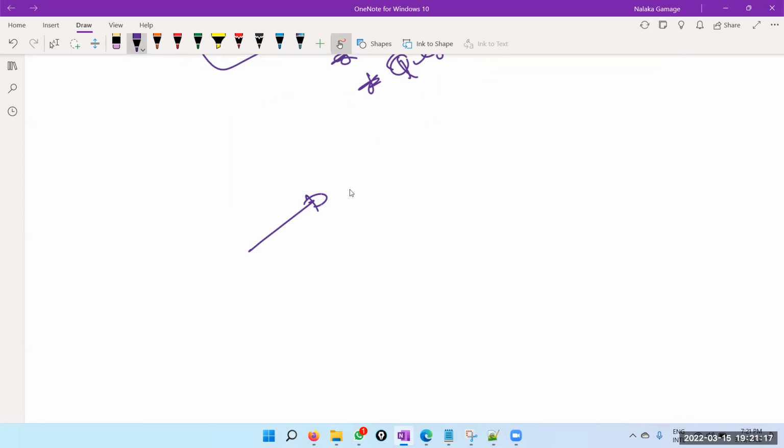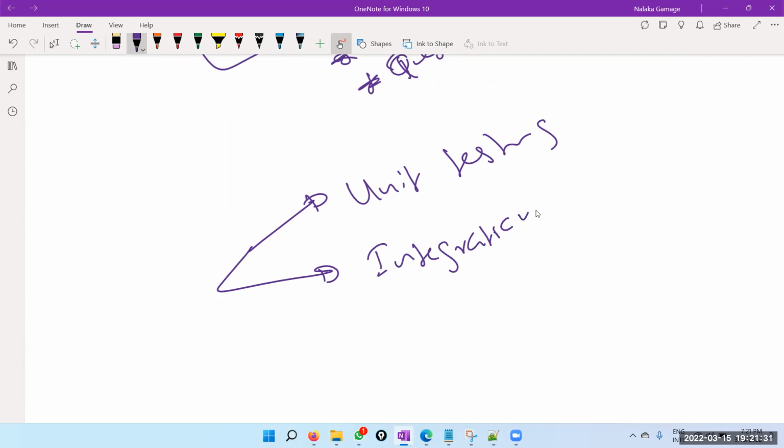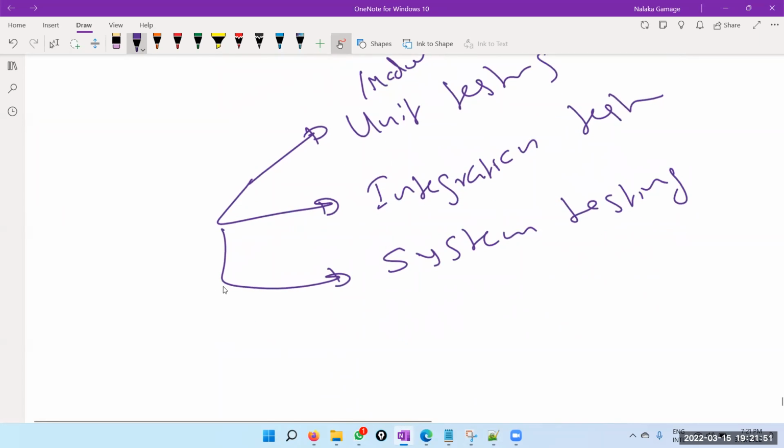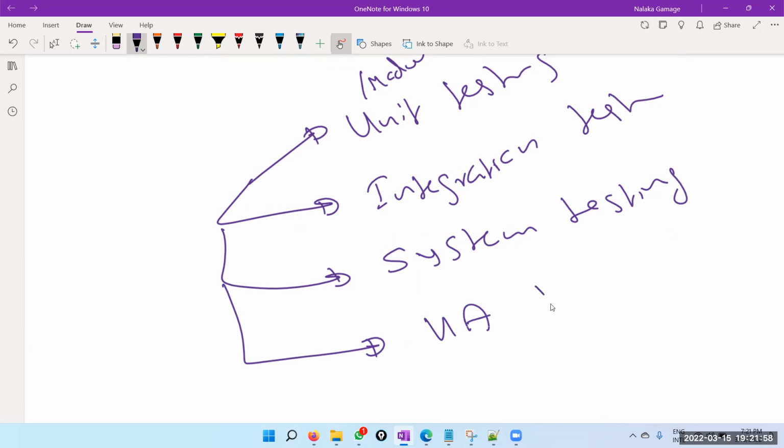So one type of testing is called unit testing. First, I will list them down, then I will take them one by one. Unit testing. Then we have integration testing. Another type of testing is system testing. This is unit or module testing. Another type of testing is user acceptance testing. I will just write it as UA testing, user acceptance testing. So those are the four main types of testing.